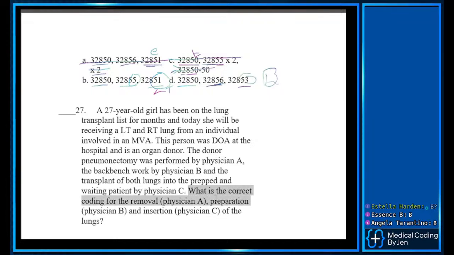What is the correct coding for physician A? Preparation. B, an insertion, and then physician C of the lungs. What did C doctor do? C doctor did the insertion into the prepped and waiting patient by the physician.